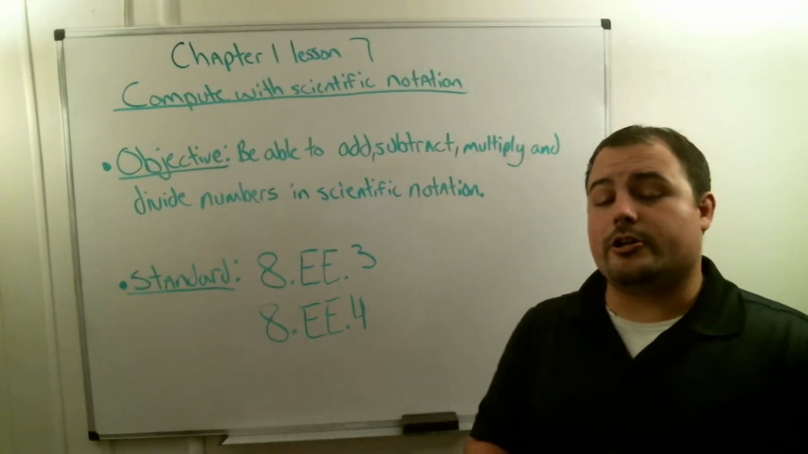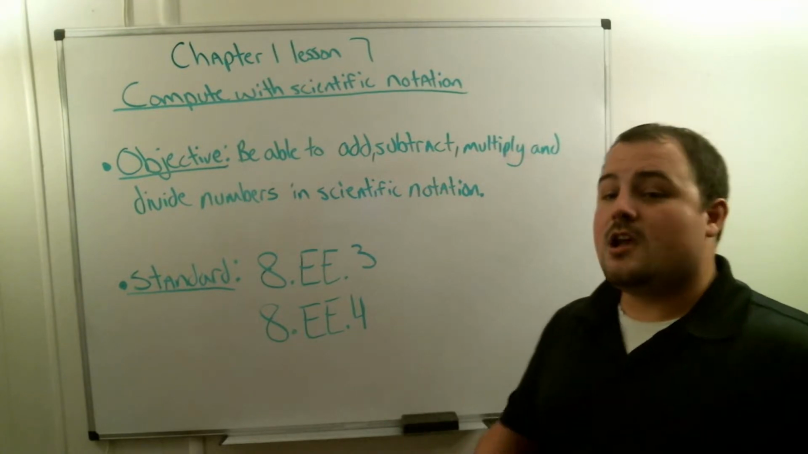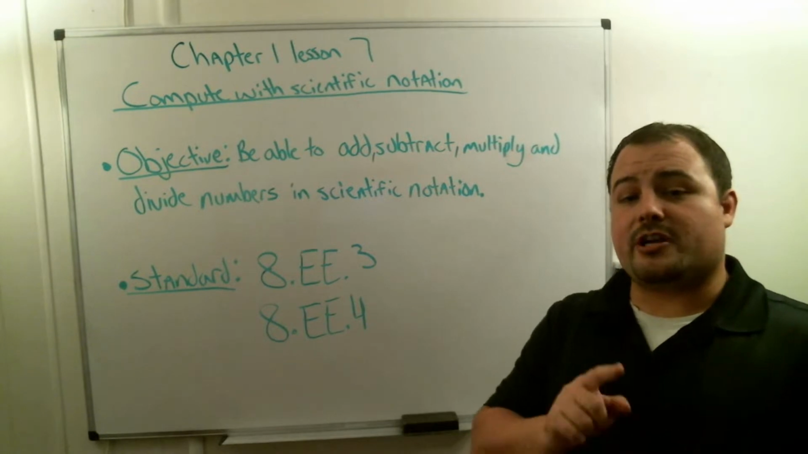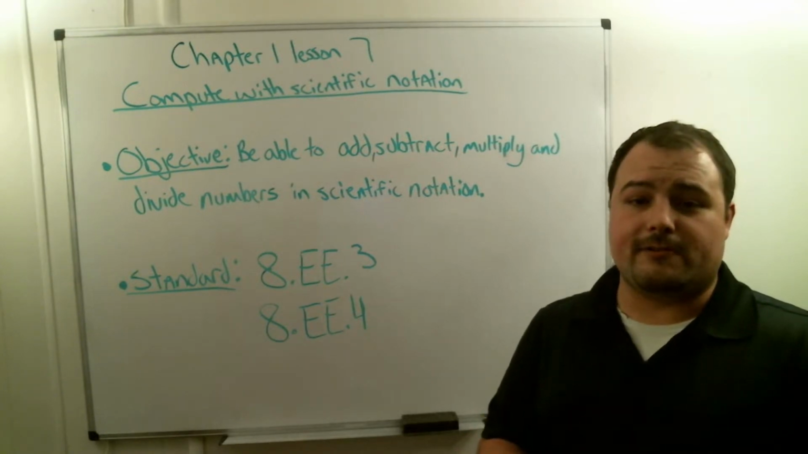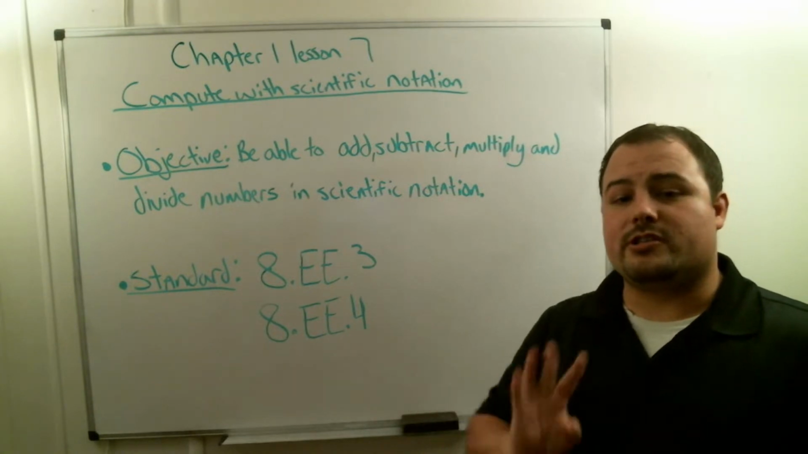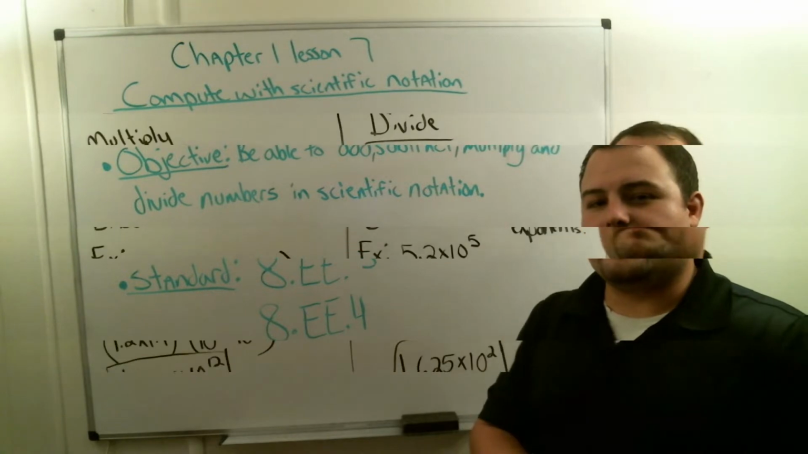Eighth graders, so we just learned how to change numbers into standard form and scientific notation in our previous lesson. In this lesson, we're actually going to learn how to compute. So we're going to learn how to add, subtract, multiply, and divide numbers in scientific notation. The standards we're going to be doing are 8th grade expressions and equations standard number 3 and standard number 4. Let's go ahead and get started on today's lesson.